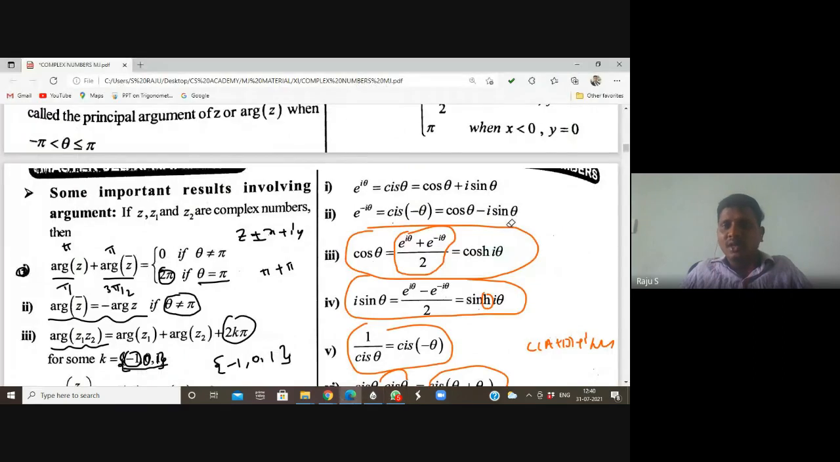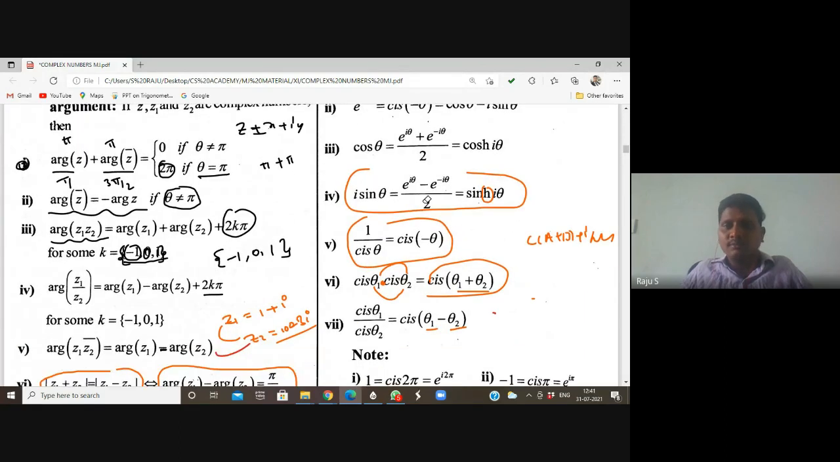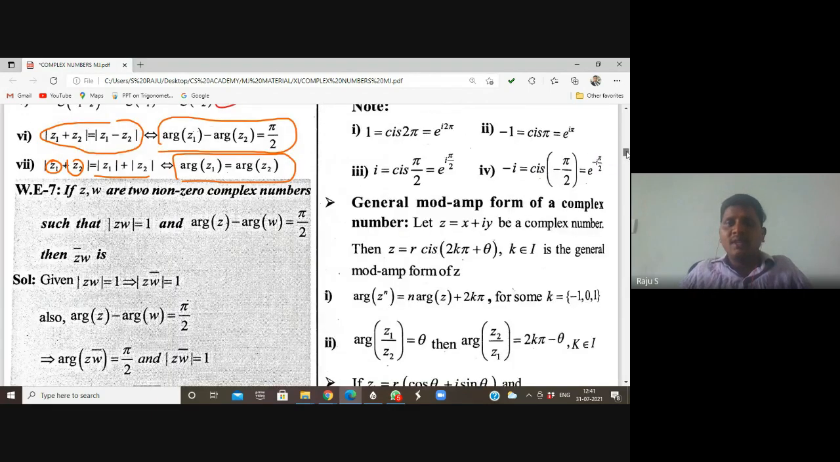So cos θ is equal to (e^(iθ) + e^(−iθ)) by 2, which is equal to cosh(iθ). In the same way, sinh(iθ) is equal to i sin θ, because cis θ is nothing but cos θ plus i sin θ. And we can easily find this value.